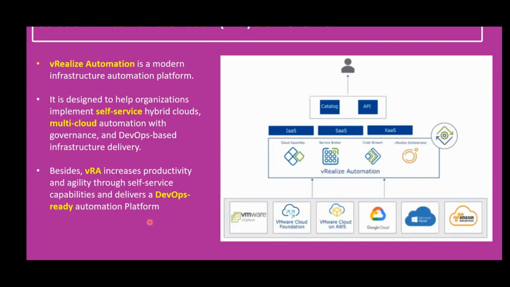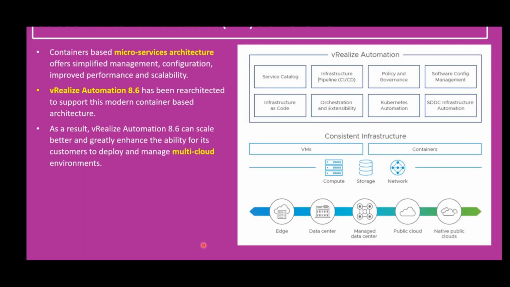Okay, there are some more additional overview points I highlighted here. As I mentioned, VRA is a container-based microservices architecture, and it offers simplified management and configuration, and also improved performance and scalability. As I mentioned earlier, VRA 8.6 has been re-architected to support this modern container-based architecture. As a result, VRA 8.6 can scale better and greatly enhance the ability for its customers to deploy and manage multi-cloud environments.